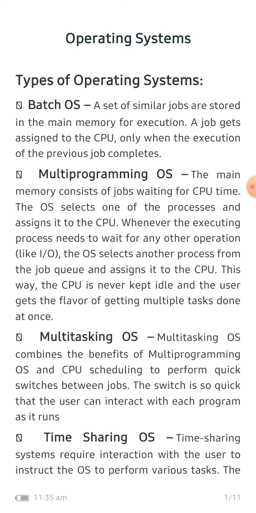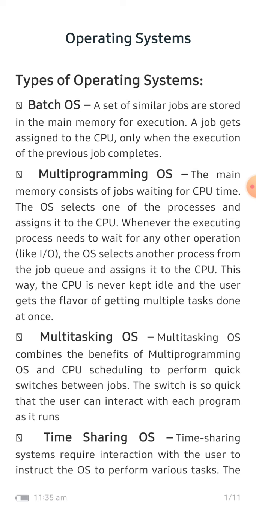The next type is the multi-programming operating system. The main memory consists of jobs waiting for CPU time. The operating system selects one of the processes and assigns it to the CPU. Whenever the executing process needs to wait for any other operation like IO operations, that means input output operations, the operating system selects another process from the job queue and assigns it to the CPU. This way the CPU is never kept idle and the user gets the flavor of getting multiple tasks done at once. In multi-programming there are multiple tasks done at once.